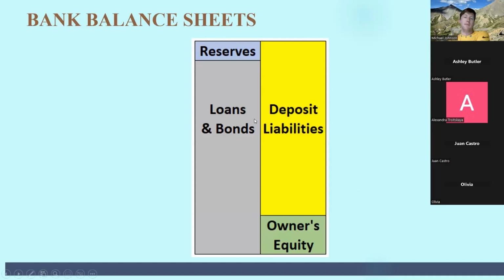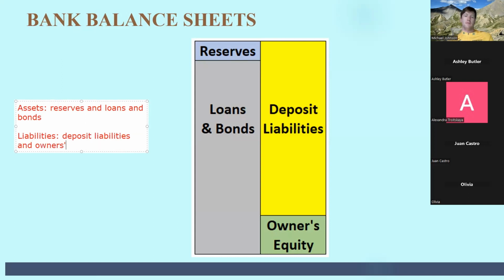So, bank balance sheets. Bank balance sheets include assets: reserves, loans and bonds. Liabilities are deposit liabilities and owner's equity. So that's what the bank balance sheet is. Liabilities are basically another name for debt.